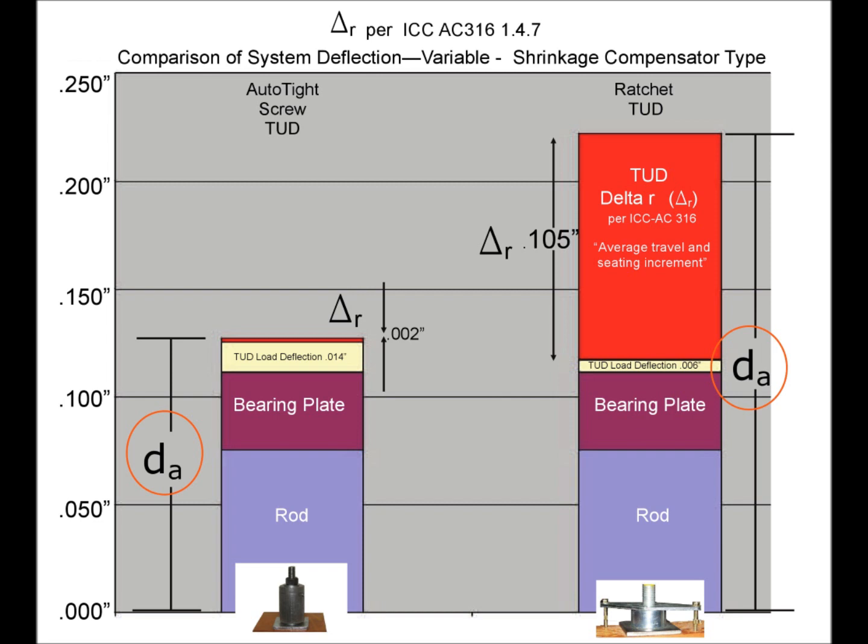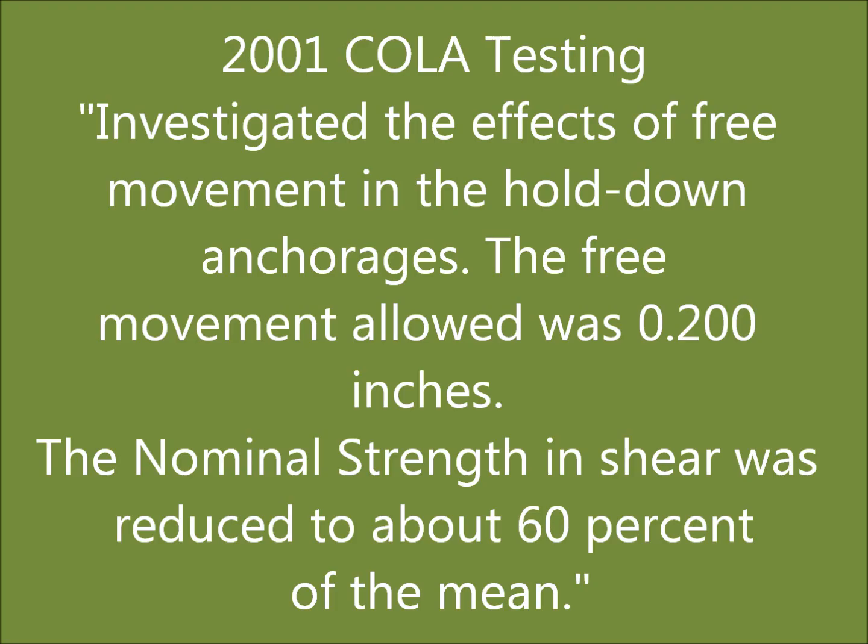Note that the rod and the bearing plate deflection is the same. The deflection due to the load is very similar, but the delta R in red is very different. In fact, it's over 100 thousandths difference, almost doubling the deflection of the anchorage.